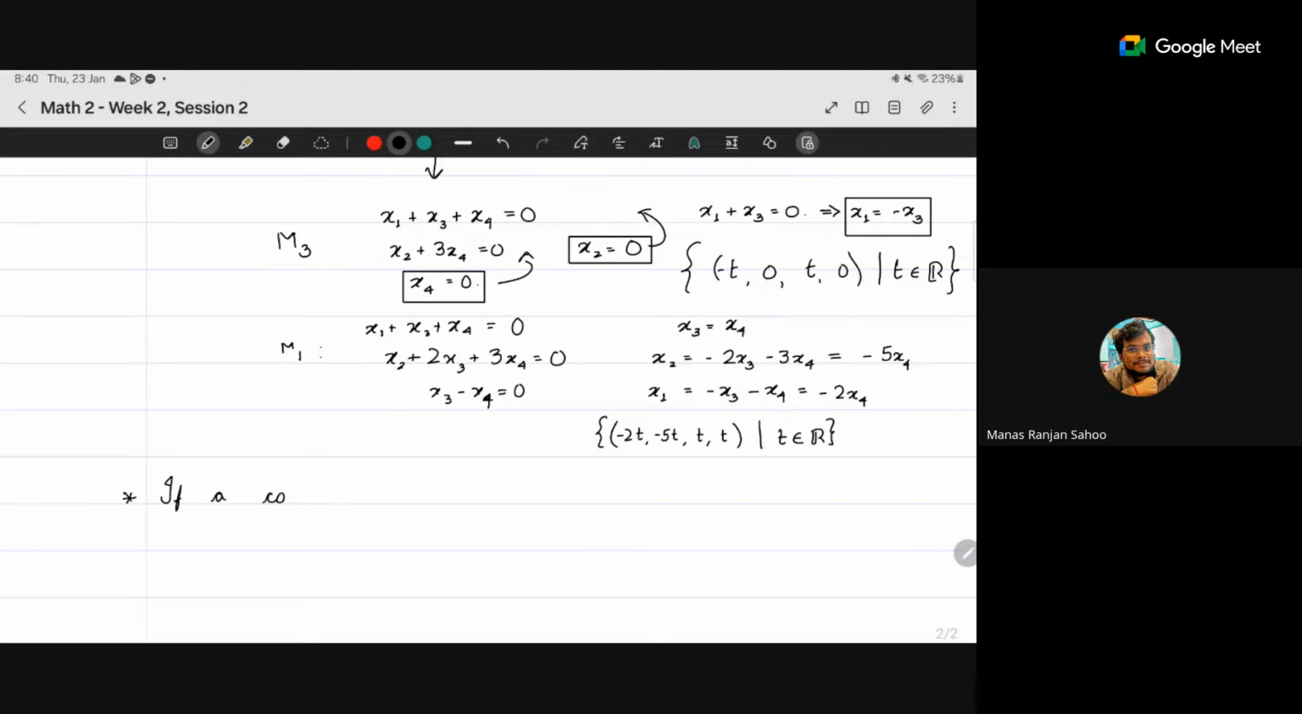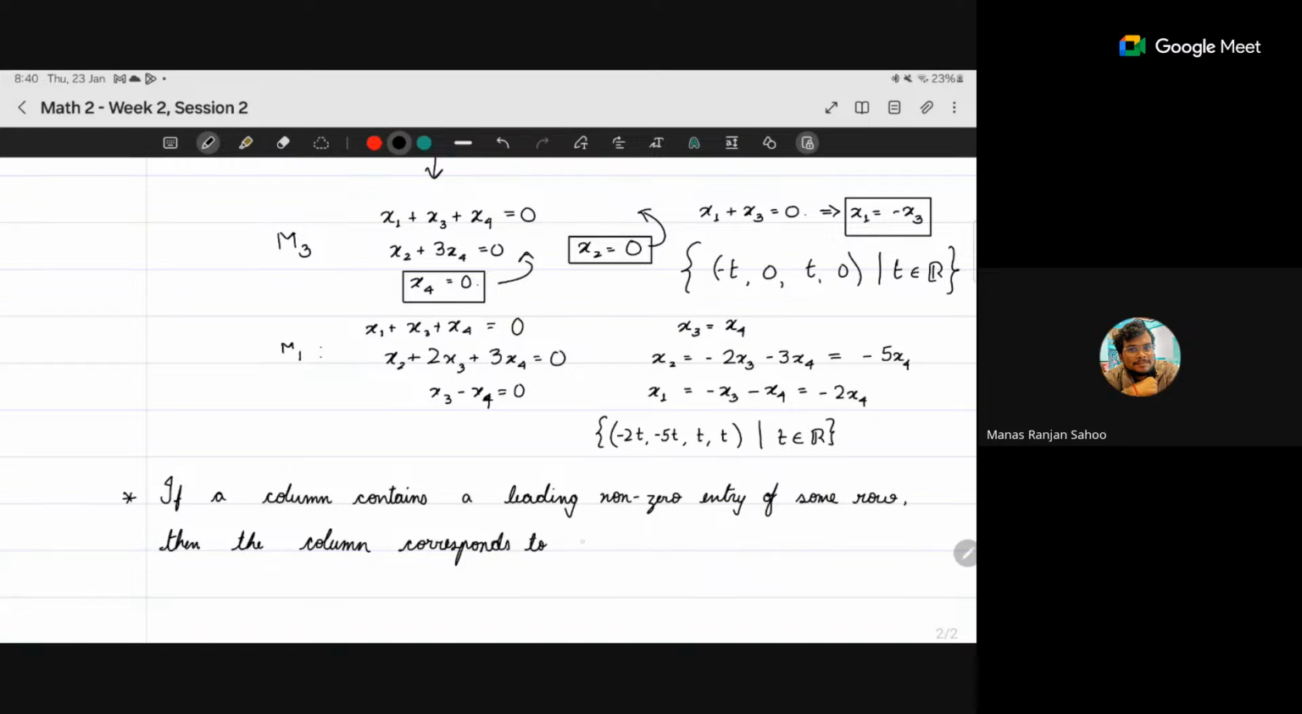So let me write it down. If a column contains a leading non-zero entry of some row, then the column corresponds to a dependent variable. Leading means first. Otherwise, it corresponds to an independent variable.